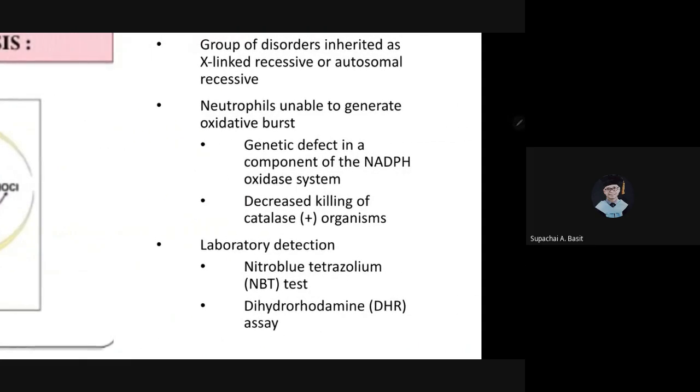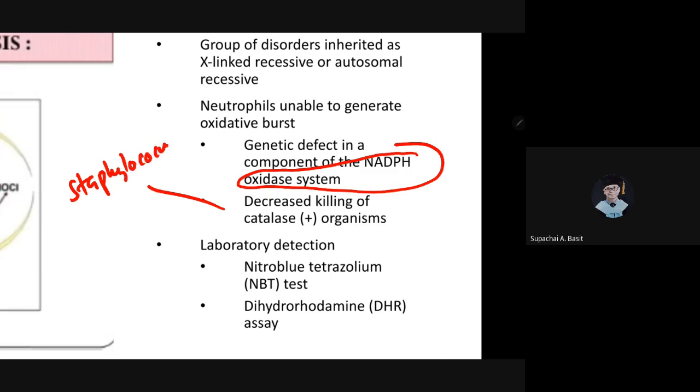So failure to generate oxidative burst is a result of a genetic defect in a component of the NADPH oxidase system. Meaning to say, neutrophils will not be able to phagocytize organisms that are catalase positive. Catalase positive organisms would include Staphylococcus, and even Bacillus is catalase positive.